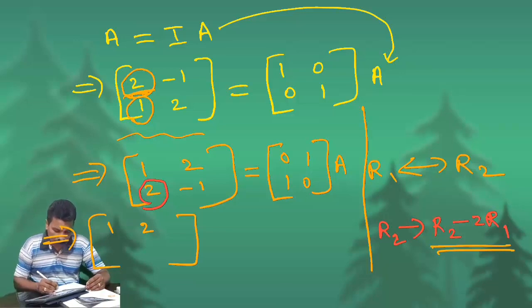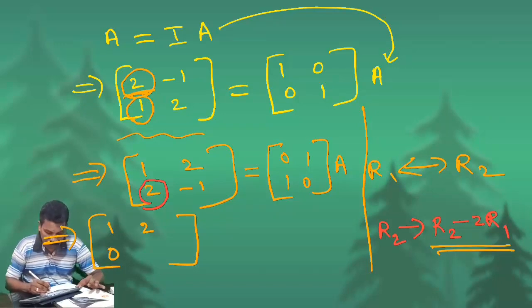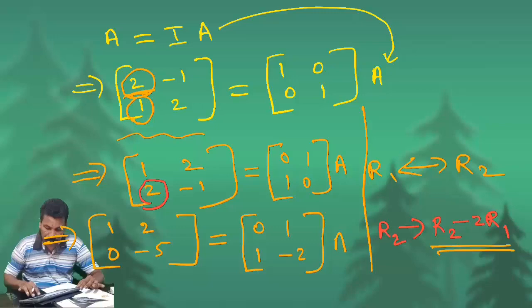So 2 minus 2 times 1, that is 0. Then -1 minus 2 times 2, that is -1 minus 2 into 2, so -5 it will be. The same operation we have to do here also. That is first row, no change. And the second row, 1 minus 2 times 0, that is 1. Then 0 minus 2 times 1, so -2, and no change with A.